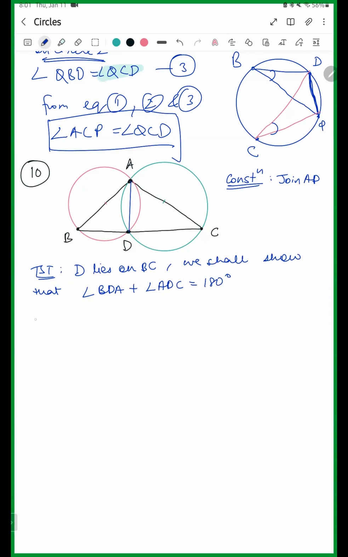Now, let's start with the solution. So we'll write it like this. We need to show that this angle plus this angle is 180 degrees. Now see, look at the circle, the pink circle. In the pink circle, okay, undo, just a minute.